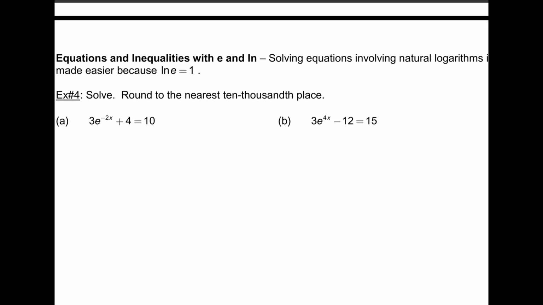Okay, so equations, we're not doing inequalities. Equations with e and ln. Solving equations with natural logarithms is made easier because when you take natural log of e, the answer is just 1. So solve, round to the nearest 10,000th place.